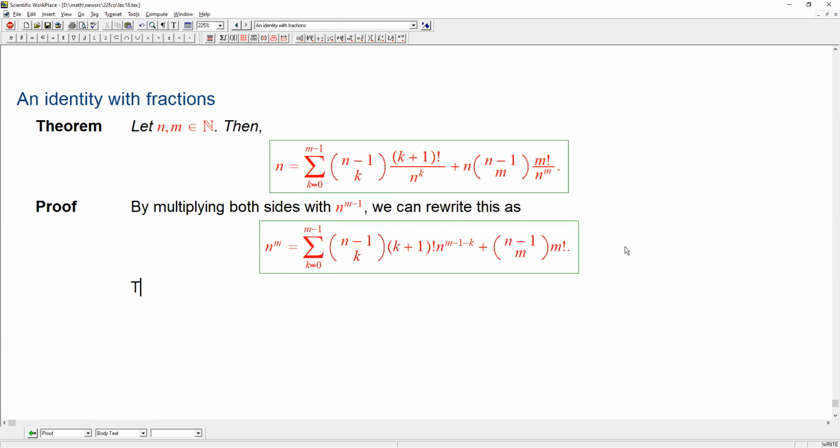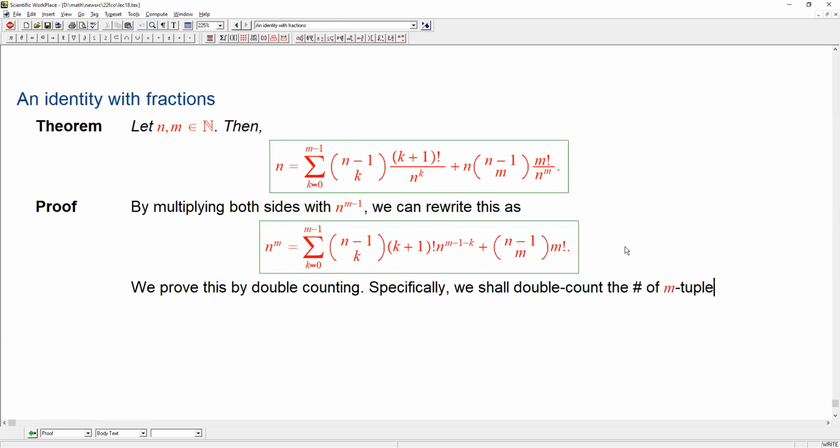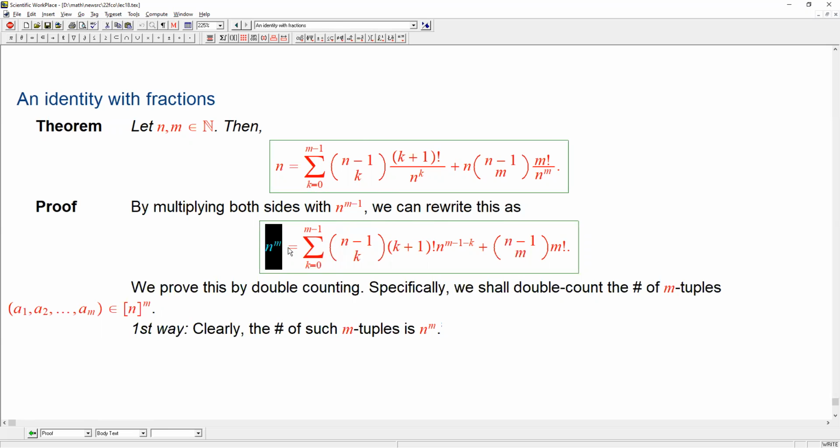So we prove this by double counting again. Specifically, we shall double count the number of m tuples of elements of n. So a1 up to am should be elements of the first n positive integers. Okay, so first way, well, clearly the number of such m tuples is n to the m. So the left-hand side is explained, half our job is done.